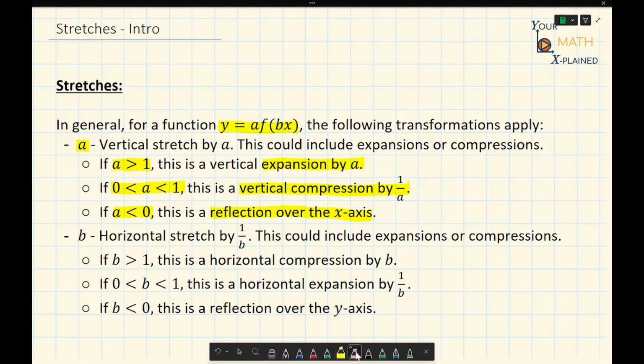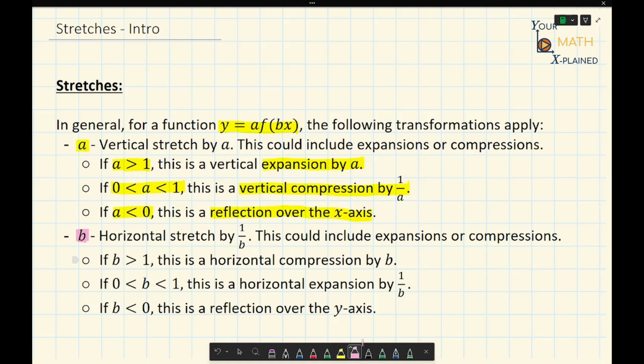Next, let's take a look at b. b is the value that is inside the function in front of x. And what it does is it is a horizontal stretch by a factor of 1 over b. So the opposite of what happens with a.